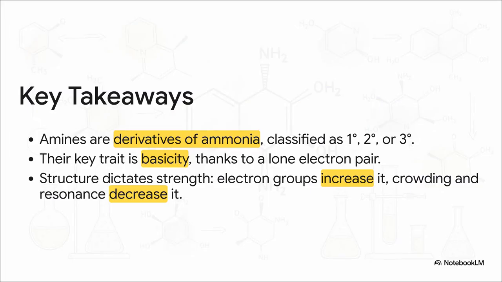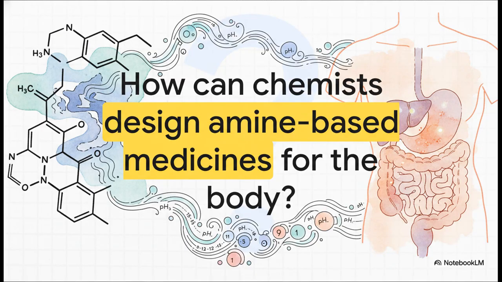All right, let's do a super quick recap of the big ideas. Number one, all amines are children of ammonia, and we classify them based on how many carbons are attached to the nitrogen. Number two, their defining chemical personality is being a weak base, and it's all because of that lone pair of electrons. And number three, how basic they are comes down to a balancing act between electron pushing groups, physical crowding, and resonance.